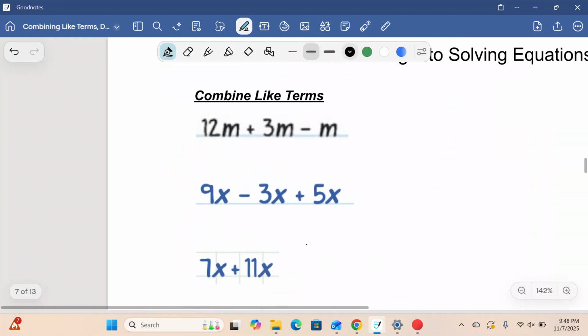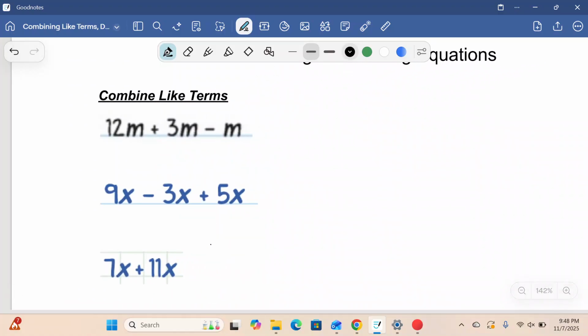So, what I'm going to do is go over a couple of easy rules for combining like terms. If you look at the first one right here, you look at the 12m plus 3m, and you say, well, what is 12m plus 3m? Well, I have 15m's, and then I take away, this is an imaginary 1 in front of the m, so I have 15m's, and I take away 1m, so the total is going to be 14m's.